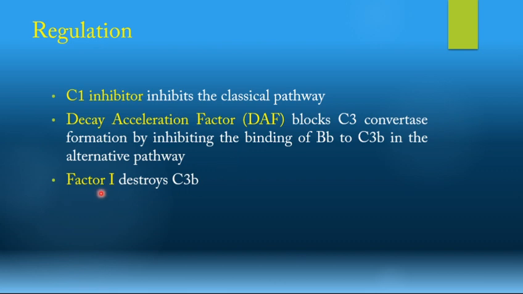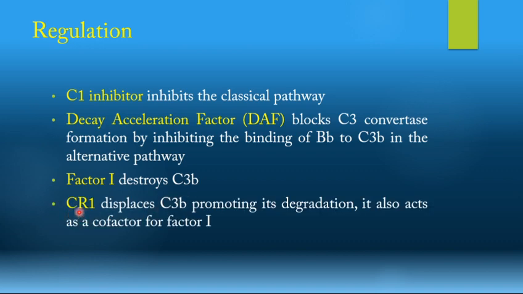Next, we have factor I. Factor I simply destroys C3b. C3b is extremely crucial in all pathways, in the classical, in the lectin, and in the alternative pathway. And so a factor that destroys C3b will inhibit all of these pathways.